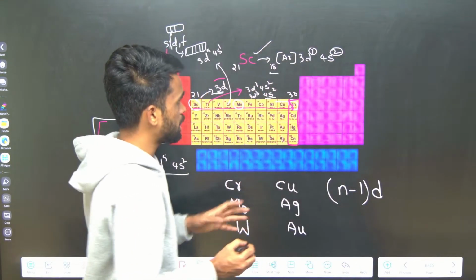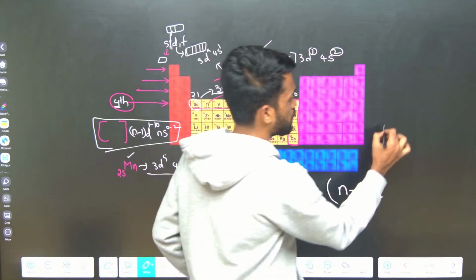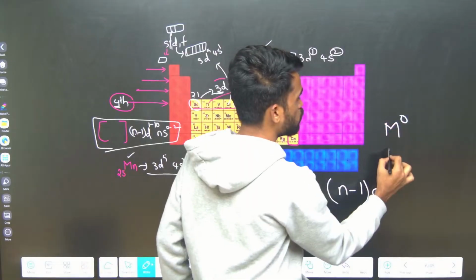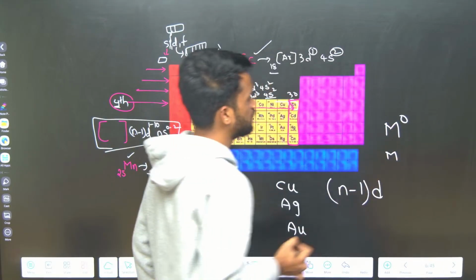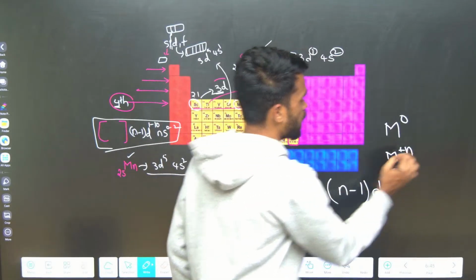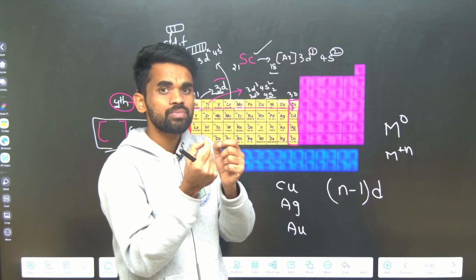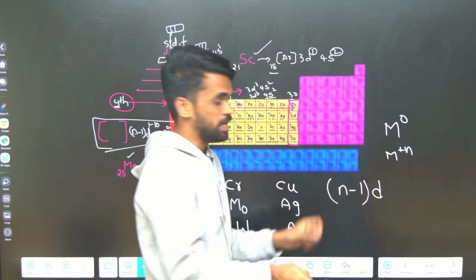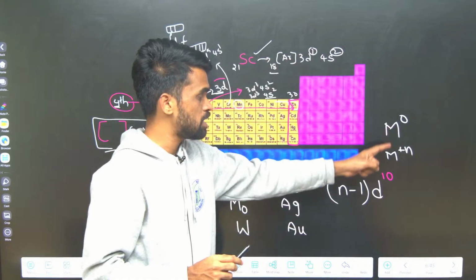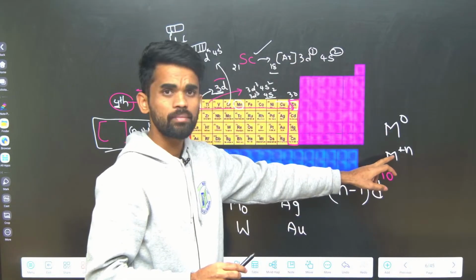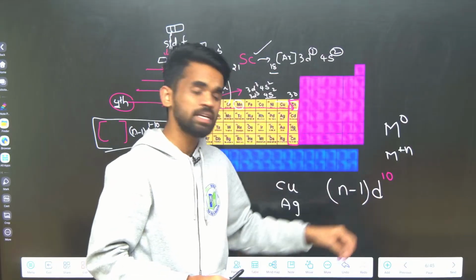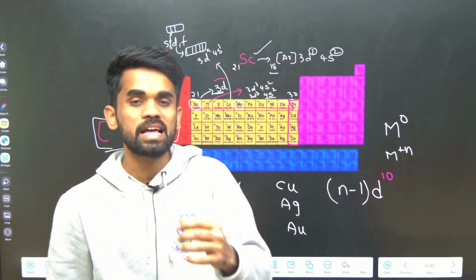So when you take a metal of this d block, either in its metallic state, meaning neutral form, or in its most common oxidation state, it should have some vacancy in the d orbital. If the d orbitals are completely filled in its free state or in its stable oxidation state, and there is no vacancy, then you can call them non-transition elements.